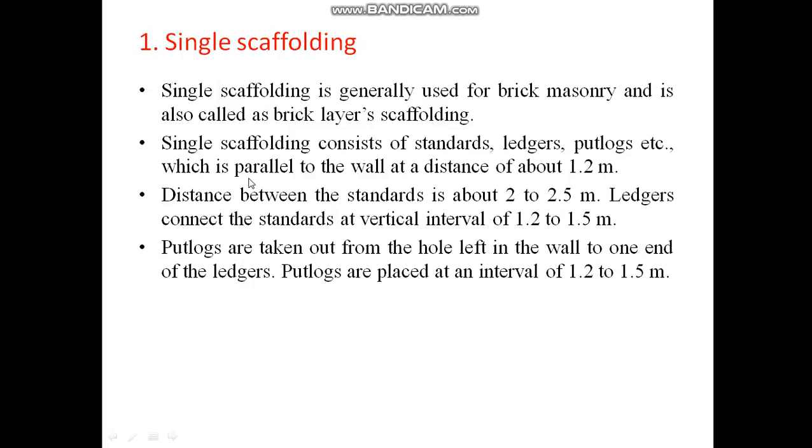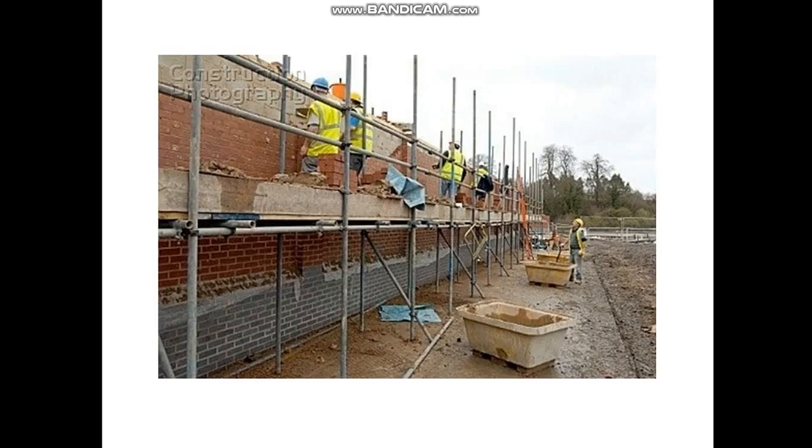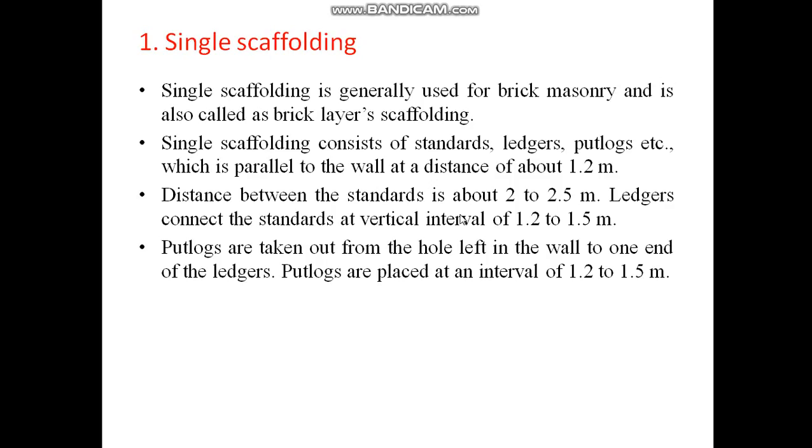Now while we consider the dimensions of these three components, the scaffolding we have to provide is about 1.2 meter from the wall. The distance between the two standards is around 2 to 2.5 meter. Now these vertical standards, the distance between these two standards, is about 2 to 2.5 meter.